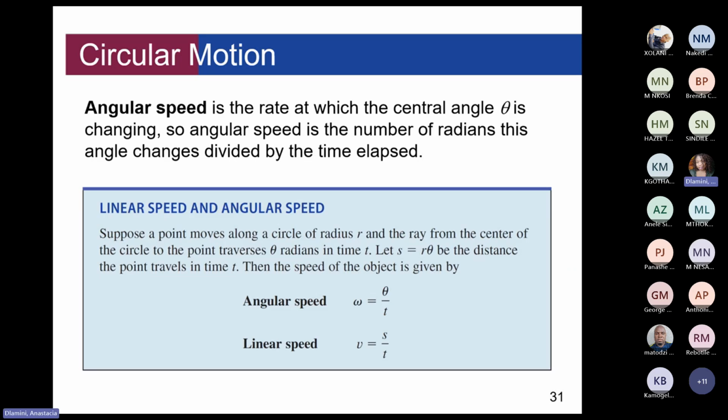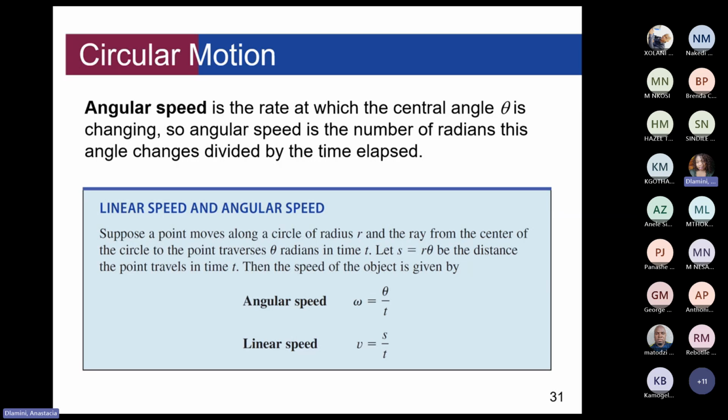So the angular speed is the rate at which the central angle theta is changing. It is the number of radians this angle changes divided by time, basically. So they say linear speed and angular speed. Suppose a point moves along a unit circle of radius r, and the ray from the center of the circle to the point traverses theta radians in time t.